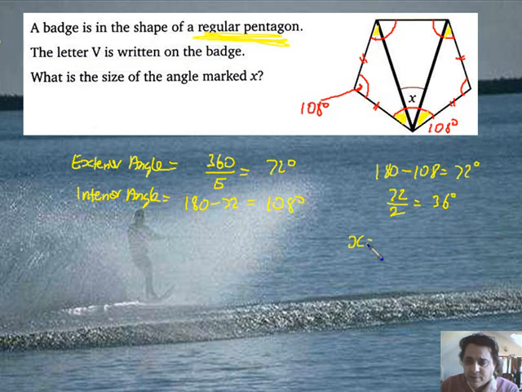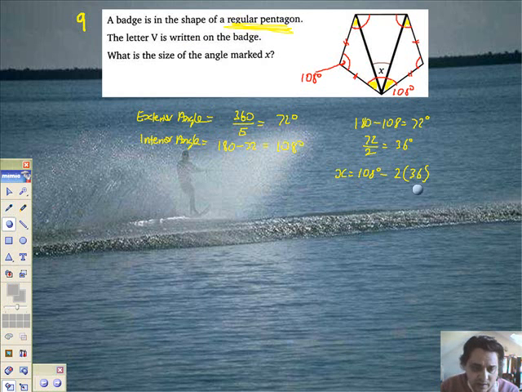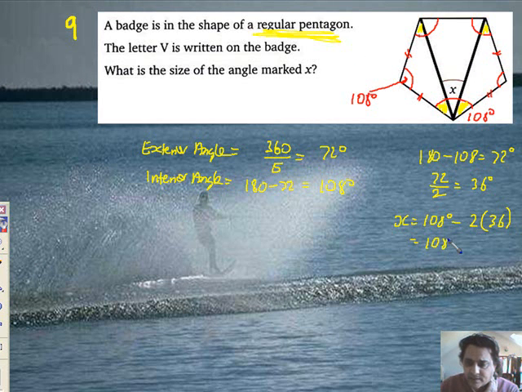So x is going to be the full 108 take away 2 lots of 36 degrees. Oops, that's meant to be like a bracket. Didn't work out too well, did it? So there we go, 36 and 36, so it's 108 take away 72, and that'll leave me with the x part of the badge. So 108 take away 72, we've got 36 degrees. So there you go, 36 degrees is for that one.